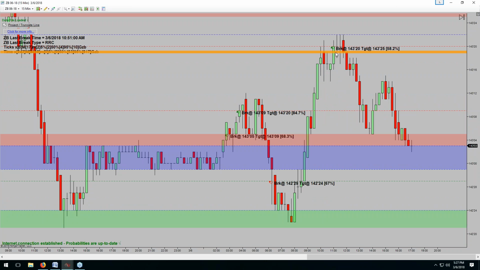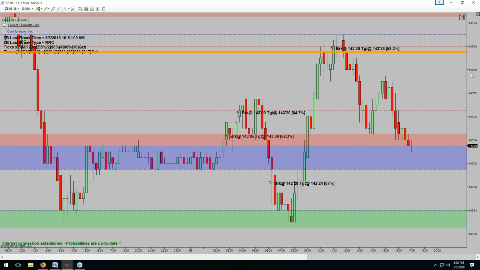And then up here, same thing. Get a break of 20, 43.20. Target is 25. Now this is one that you might pass on. It only has 58.2% probability of hitting that target above. It does hit, and that's 5 ticks away, so it's still within the median.